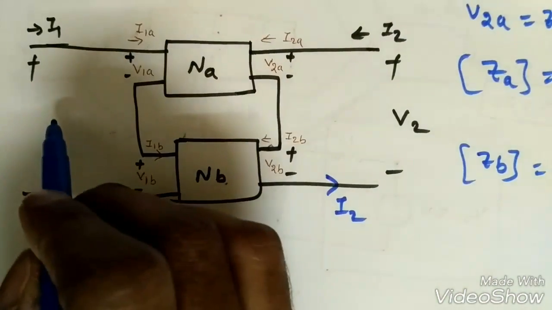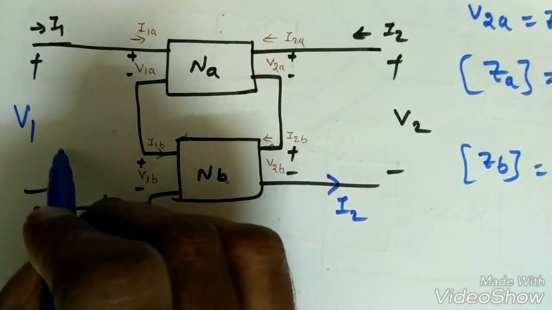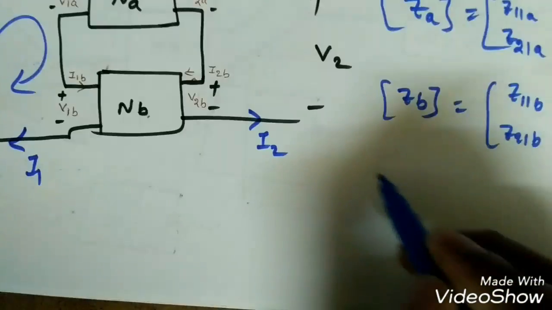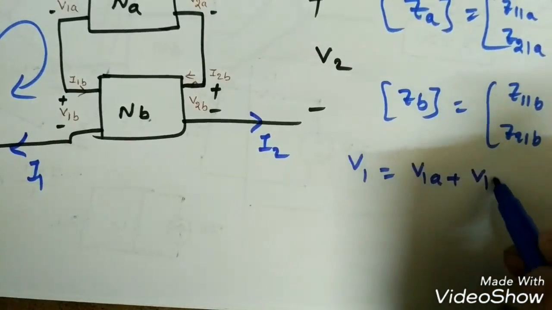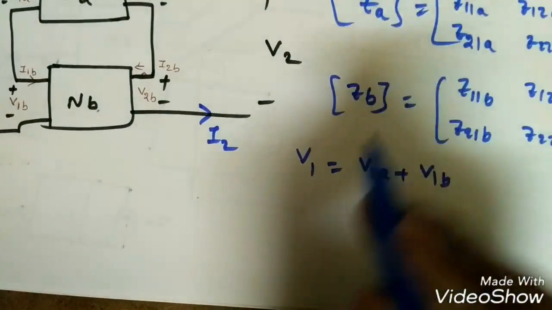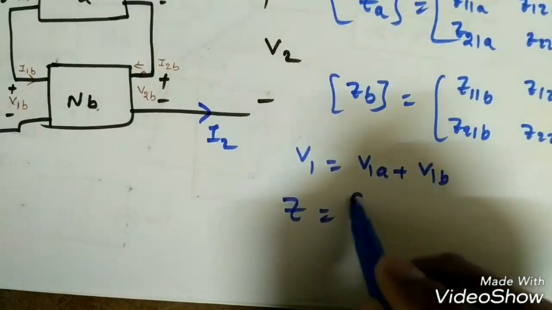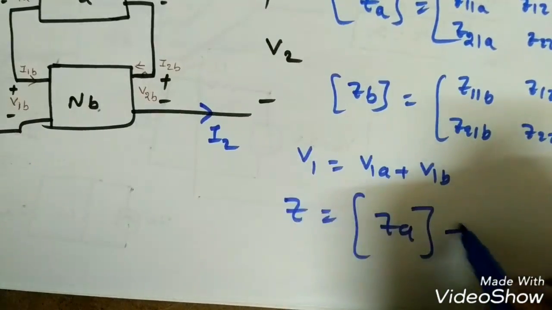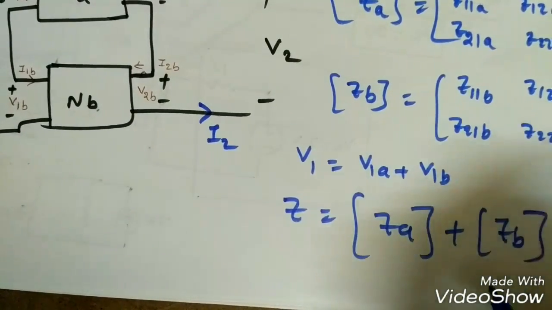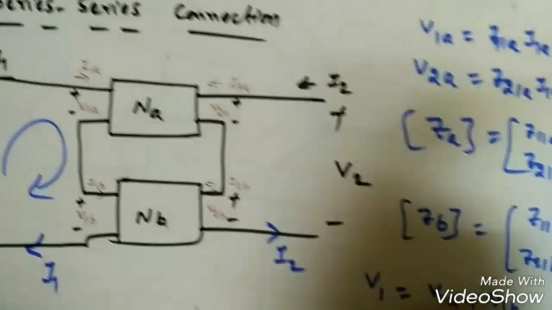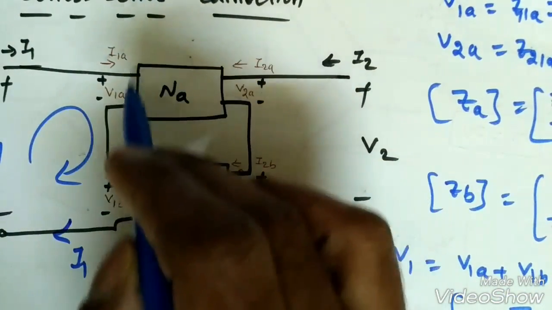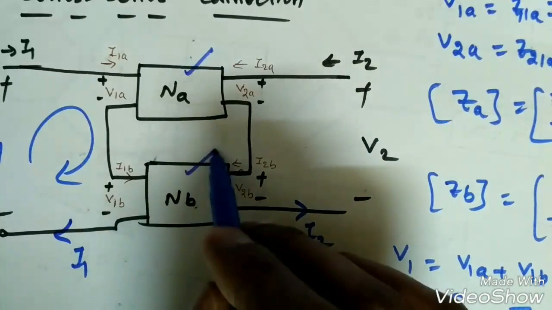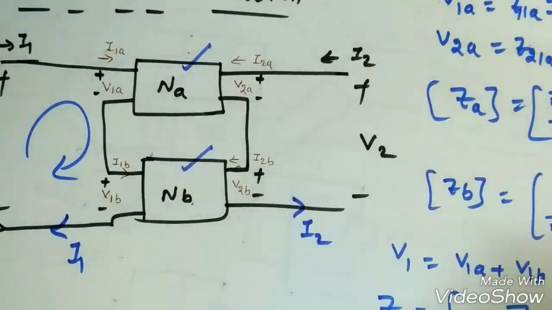Now if this is V1 and I apply KVL here, the total V1 is equal to V1A plus V1B. So the overall Z parameters become ZA plus ZB. It is very simple whenever two networks are in series. We find independently the Z parameters for network A and network B, then simply add them.